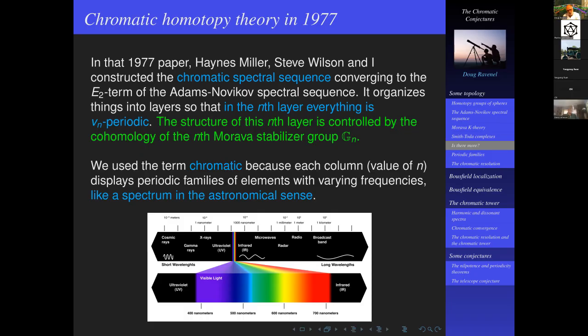The term spectrum is also used in algebraic topology in an entirely different way. A spectrum in the sense of algebraic topology, I've mentioned that word several times in this talk already, refers to a sequence of topological spaces with certain maps between them. And again, I don't have time to go into the details, but these are the objects of study in modern algebraic topology.